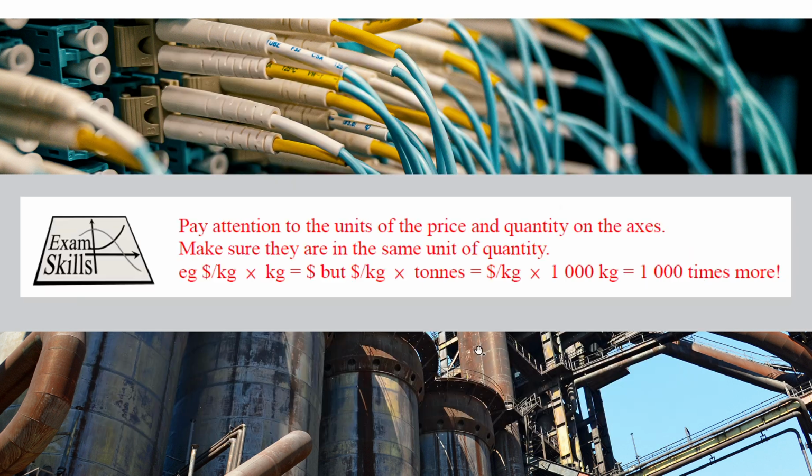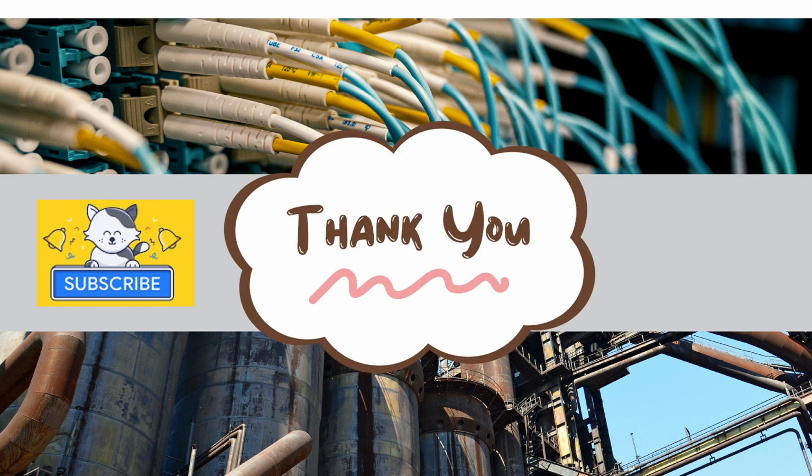Excellent. So pay attention to the units of price and quantity on the axes. Be careful. If it is dollars per kilogram times kilograms, then it's dollars. But if it's dollars per kilogram and the horizontal axis is in tons, change it to 1,000 kilograms. Then it will be 1,000 times more, right? So be careful, don't get it wrong in such a silly question. The social benefit is just $2 million, right? Thank you, and that's all my sharing.